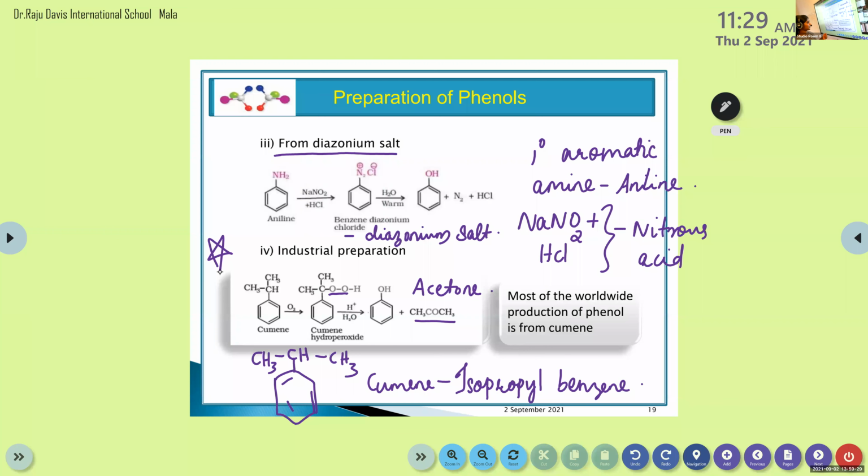This is clear? Cumene, that is isopropyl benzene, is oxidized in the presence of air. Two oxygen atoms are added to its structure, then it becomes cumene hydroperoxide. Then a water molecule is added in the presence of acid to form phenol and acetone. Both are industrially important synthetic compounds, and this method is used for the production of phenol in almost all laboratories or factories. Any doubt, children? The preparation of phenol from cumene.